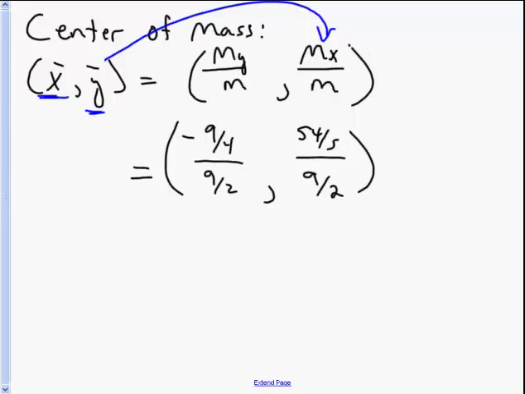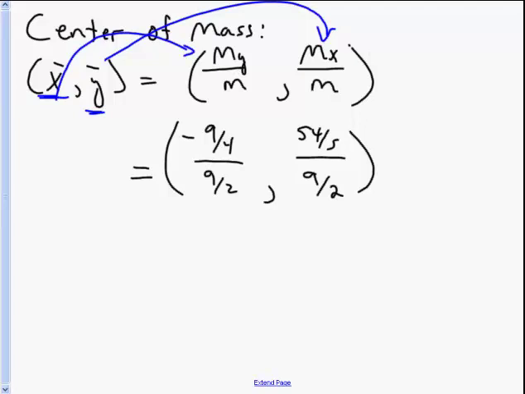So for x-bar, it's our distances in terms of our x-values, which, if you think about it, was our moments about the y-axis, because those are the distances we were from the y-axis, which ended up being our x-values. And then for y-bar, those were our distances of our y-values, which, if you look at your formula, was the moments about the x-axis. So we plug in our values respectively.